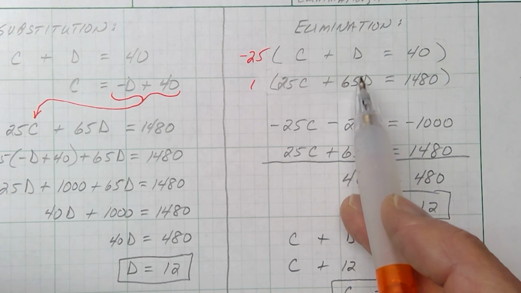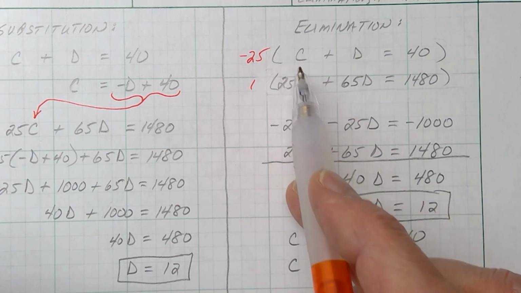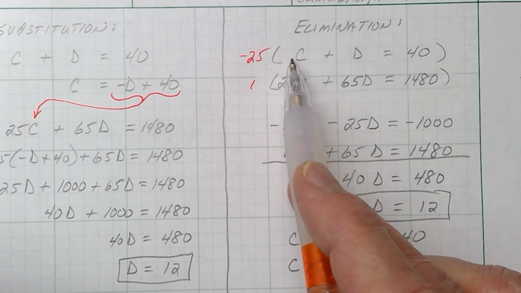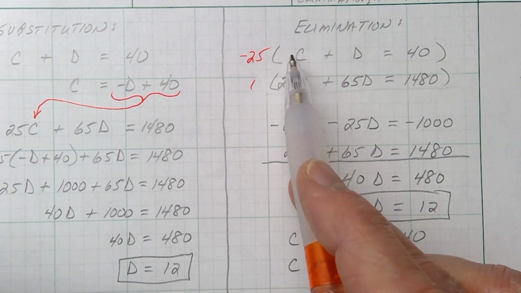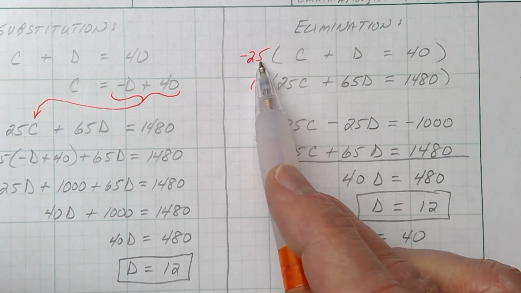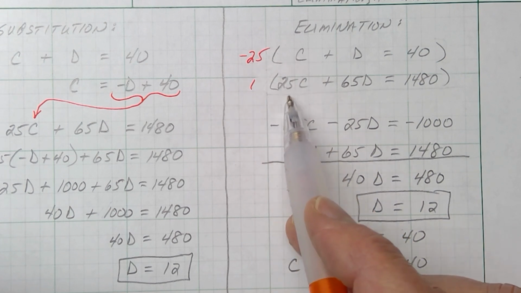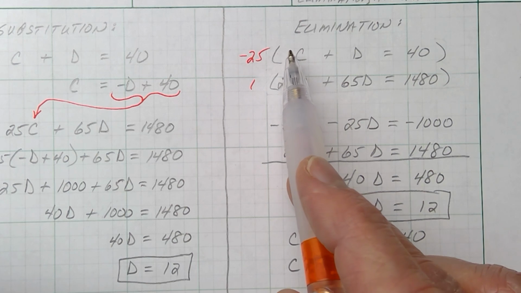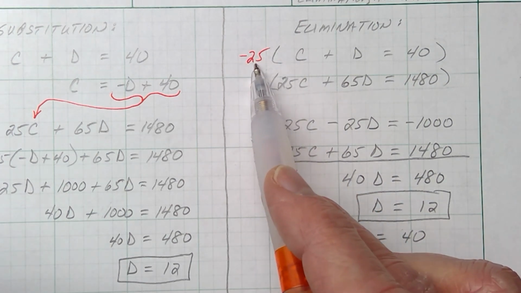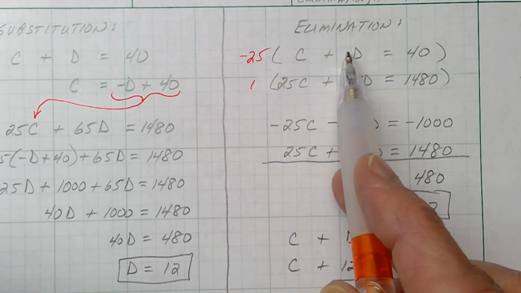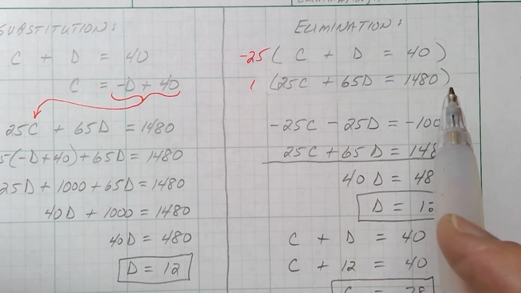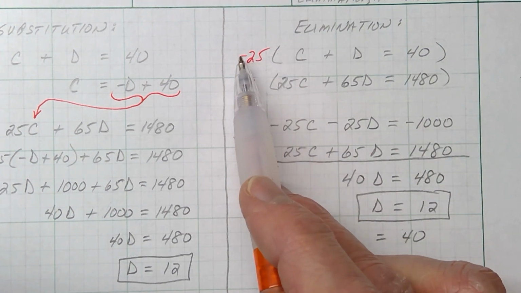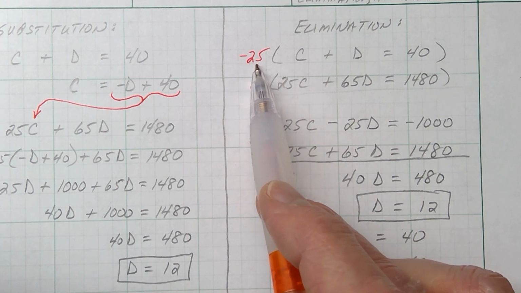Elimination, I don't see anything matching, and I don't see opposite signs, so we got some work to do. You can make the D's match, or you can make the C's match. It's totally up to you. I chose C. I notice this is 1, this is 25, so the 1 needs to be 25 times bigger, and it also needs to be opposite. This one's positive, so this one needs to be negative. So I'm going to multiply that 1 by negative 25, which means I need to make the whole equation that much bigger. So everybody gets 25 times bigger, specifically negative 25 times bigger.